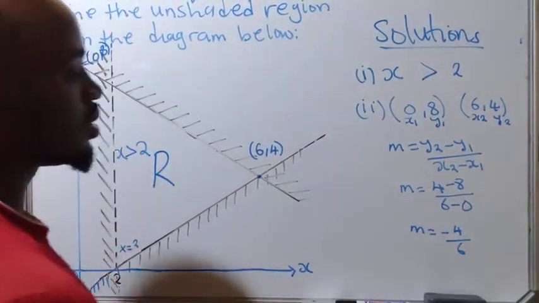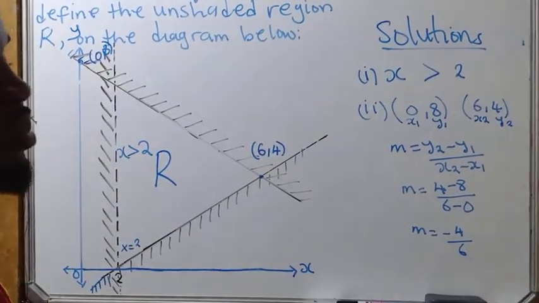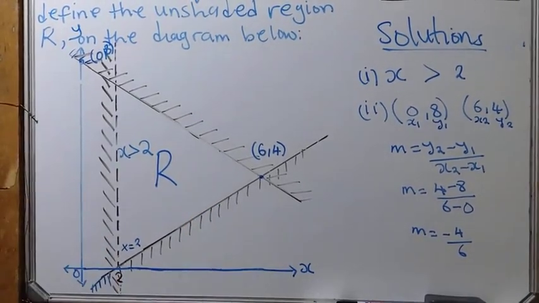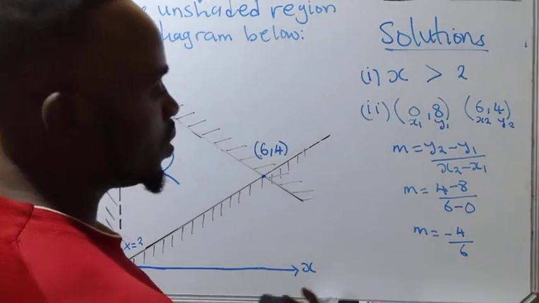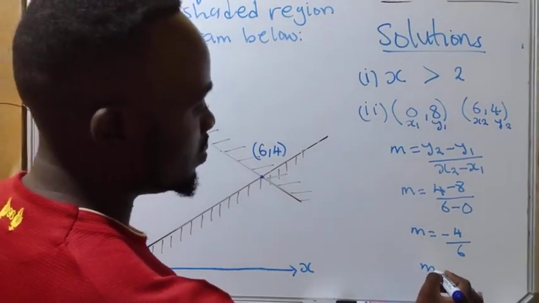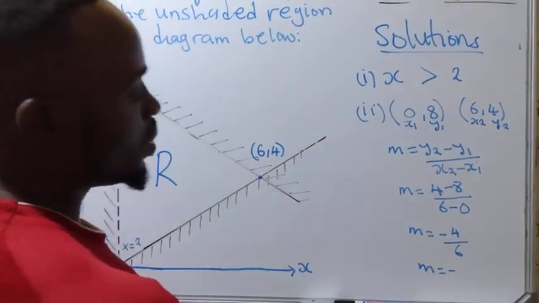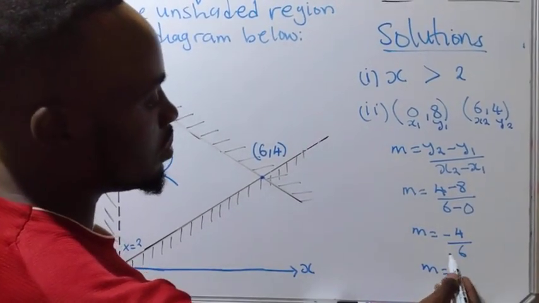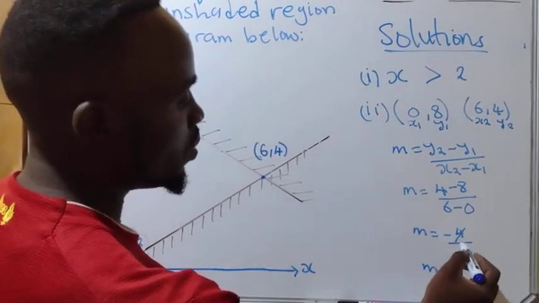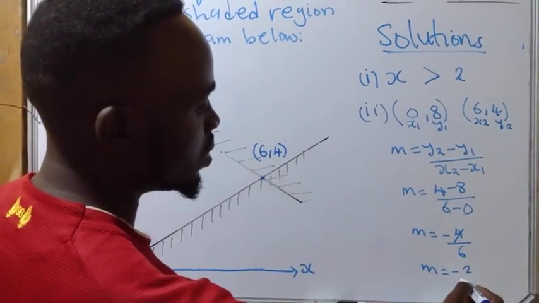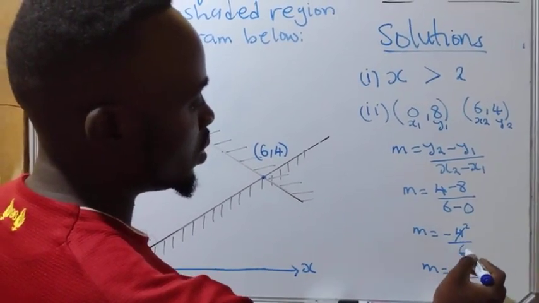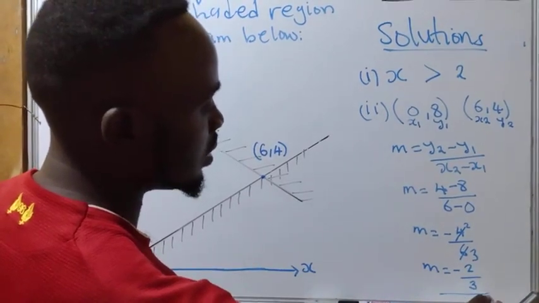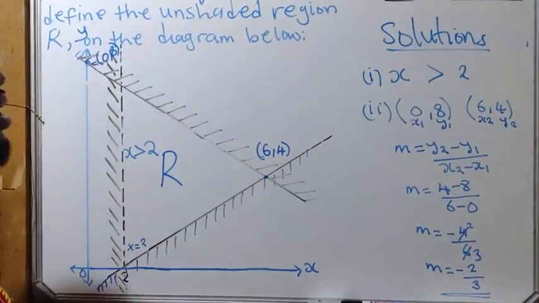So m equals 4 minus 8, you get -4, over 6 minus 0, you get 6. Just to remind you, this is paper 1, so there's no need to use a calculator. You find this type of question in paper 1. So m equals negative. We find the highest common factor of 4 and 6, which is 2. 2 into 4 goes 2 times, over 2 into 6, 3. So our gradient is -2 over 3.